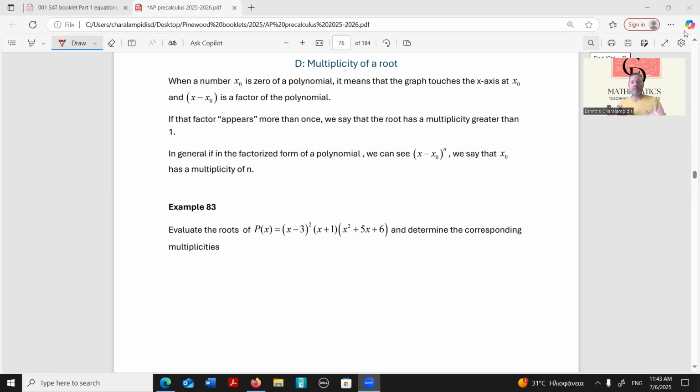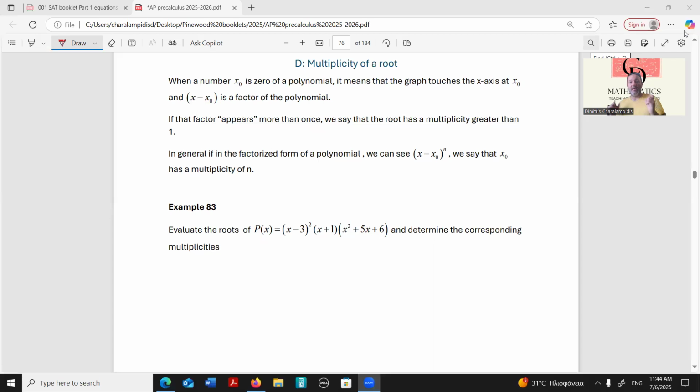When a number x0 is a zero of a polynomial, then we know, we have seen that already, that this means that, first of all, p of x0 is 0, assuming that the polynomial was titled p. This graphically means that at x0, the graph of that polynomial intersects the x-axis, and also under the factor theorem, we know that x minus x0 is a factor of that polynomial, which means that that polynomial can be written as x minus x0 times something.